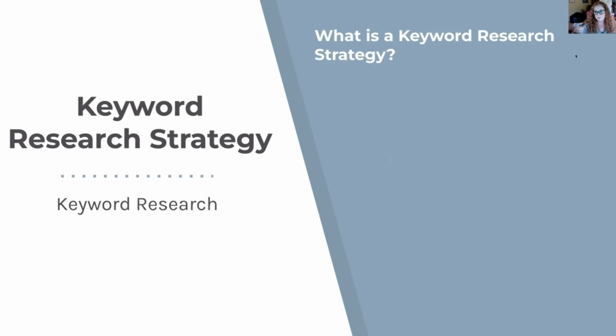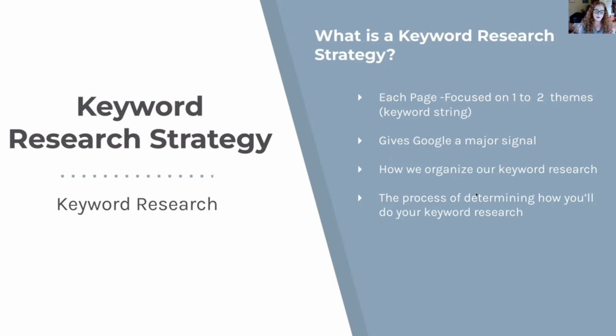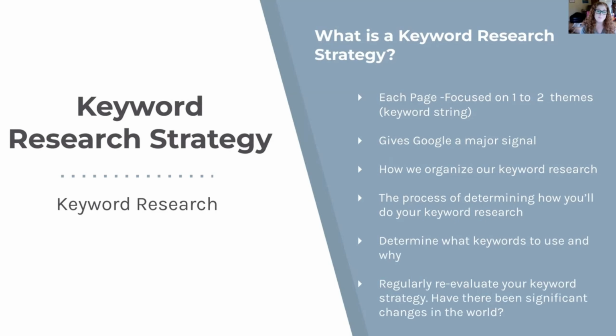What is a keyword research strategy? For each page, we focus on one or two themes. With keywords, we're talking about a specific thing on our page. And we do this to give Google a signal about what our page is about. We follow other SEOs and what they've done over years and years of testing. How we organize our keywords is a process that we have to develop over time. In my personal opinion, it takes generally about 2 hours to do keyword research for one page. If you're doing a whole site, it's going to take longer.